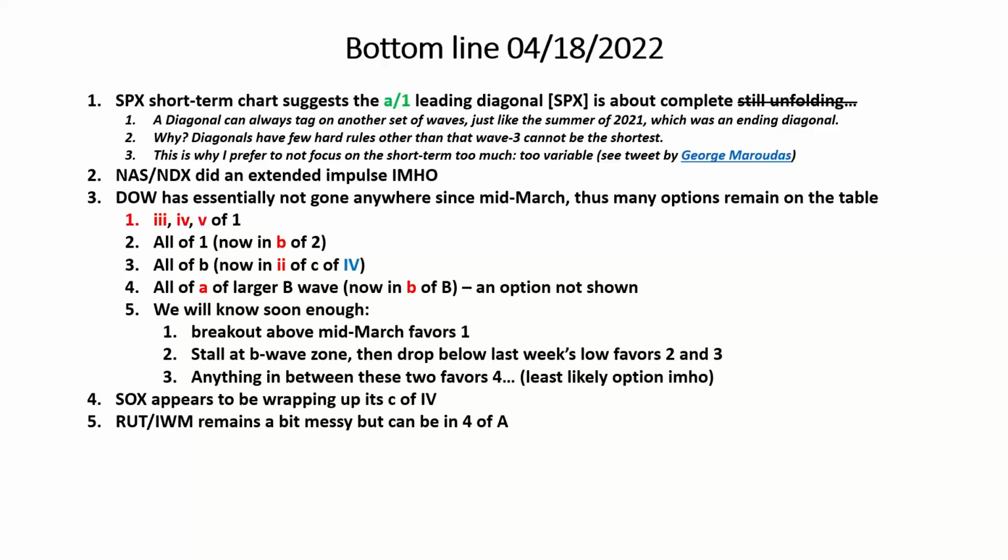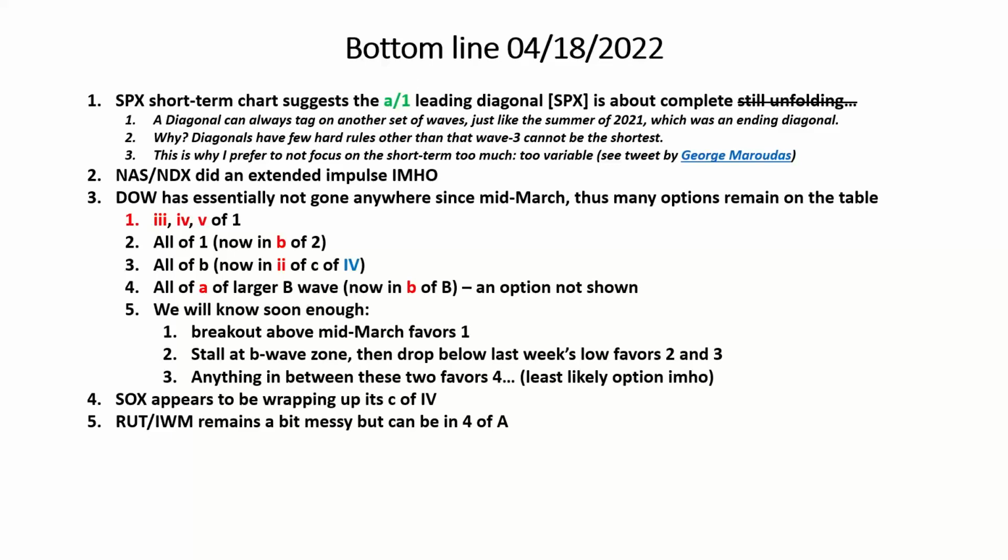If we get a breakout above the late March, not mid-March, late March or mid-March high, sorry, I favor option 1. If we stall in the B wave target zone and then we drop below last week's low, I favor either option 2 or 3. And anything in between those is probably option 4, which in my own view is the least likely option. It's just presenting it to you to show you that in sideways messes we have a lot of options on the table, which is frustrating. But again, markets move from clear to unclear, back to clear again. So we have to watch for breakdowns and breakouts.